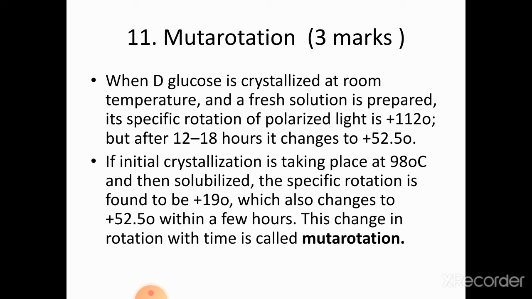Next question, mutarotation. When D-glucose is crystallized at room temperature and a fresh solution is prepared, its specific rotation of polarized light is found to be plus 112, but after certain hours, it changes to plus 52.5. So, this change in rotation is called mutarotation. Thank you.